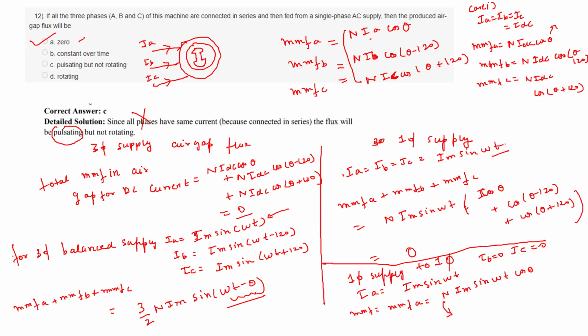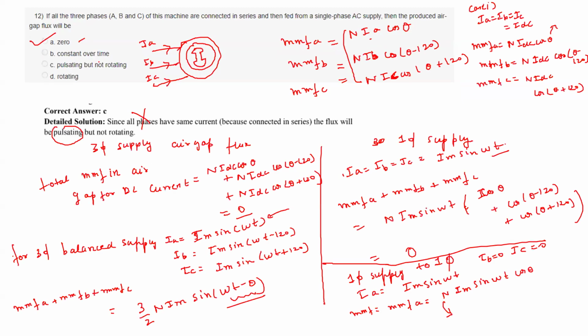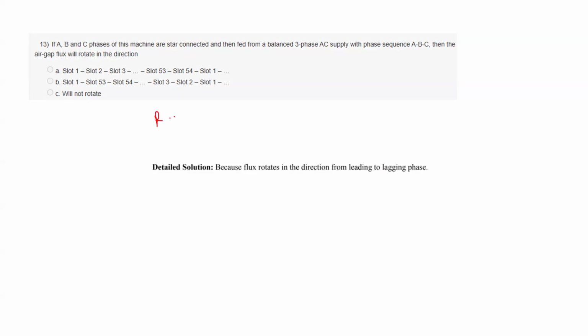Now you remember that if A, B, C phases of this machine are star connected and then fed from a balanced supply, then the air gap flux will rotate in which direction? You will see that the air gap flux will rotate from R phase to Y phase to B phase.